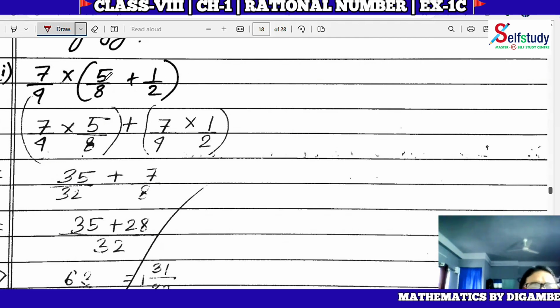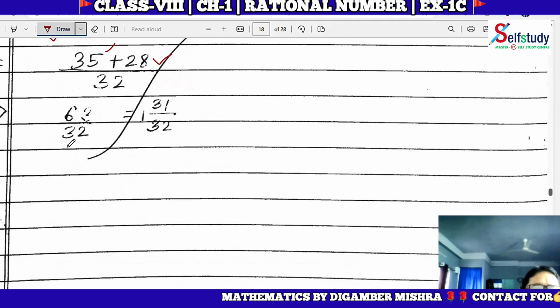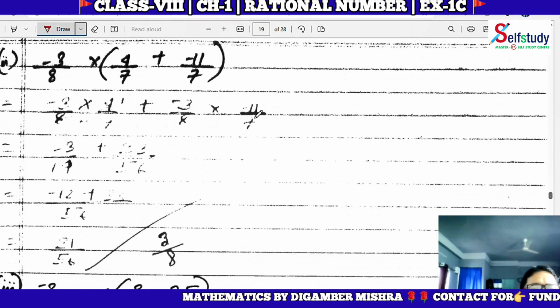7 by 4 into 5 upon 8 and 7 by 4 into 1 upon 2, and this is as per the distributive law, as you know. 7 5s are 35, 8 4s are 32, and 7 1s are 7, 4 2s are 8. Now the LCM of 32 and 8 is 32. So 35 plus 8 4s are 32, 7 4s are 28, and if you add these two, this answer will come. Okay, now the next one, the same, using the distributive law you can do this.